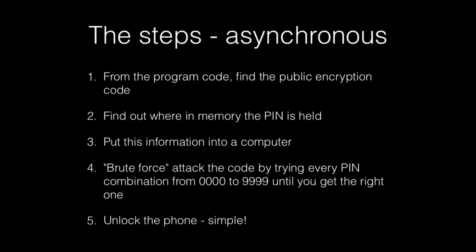If public and private key encryption is being used, you can find the public encryption key from the program code, find out where in memory the PIN is held, put this information into a computer, and then you can try every single PIN combination from 0000 right the way through to 9999 until you get the right one. So all you're doing is taking the number, encrypting it, comparing it to the one that's held in memory. Eventually you get the right answer, so you know what you put in to get that code, and you use that to unlock the phone.